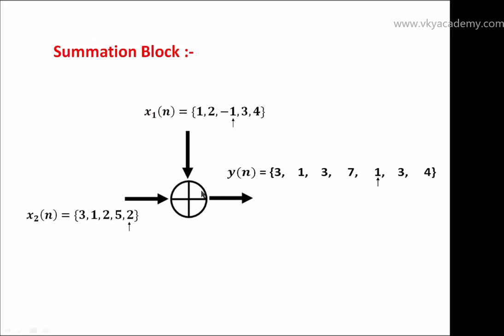Now this particular block is called the summation block. We can see these two signals are the incoming signals. The first signal is x1[n], the second signal is x2[n], and the addition result can be represented with the outgoing arrow mark, which is y[n]. So this is my outgoing signal.